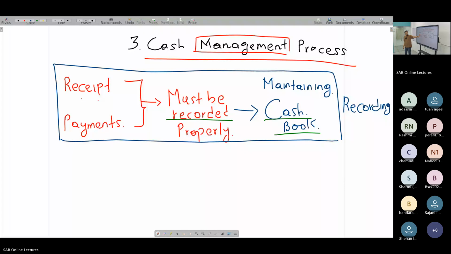So, first important management process, you have to record the cash transactions. Recording is the most important thing. So this is the first one.